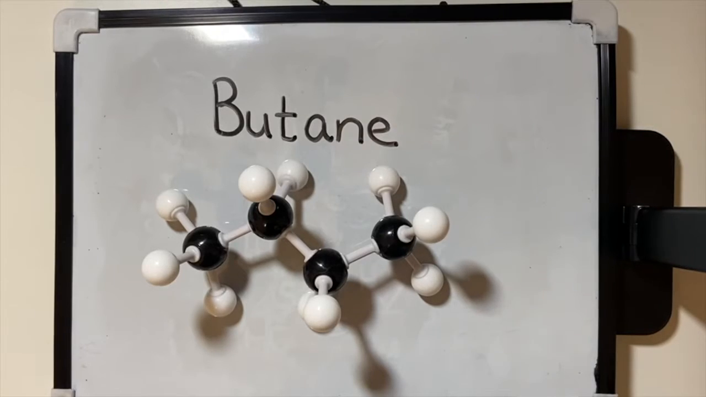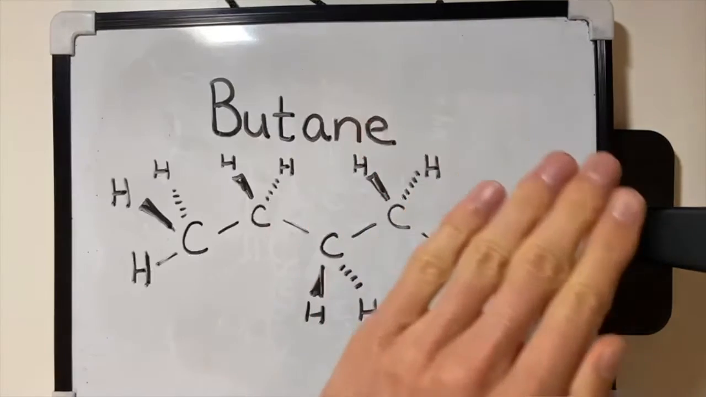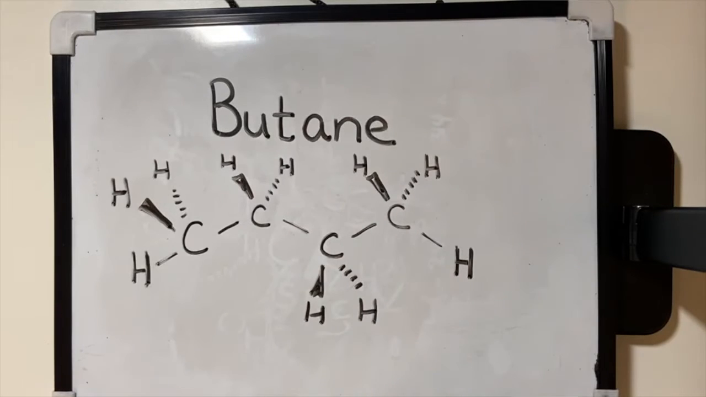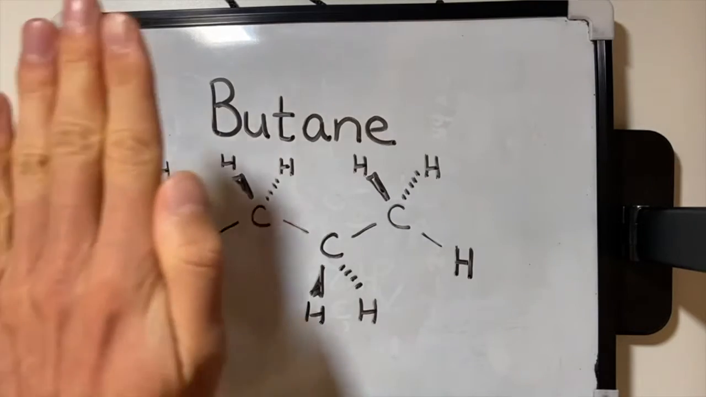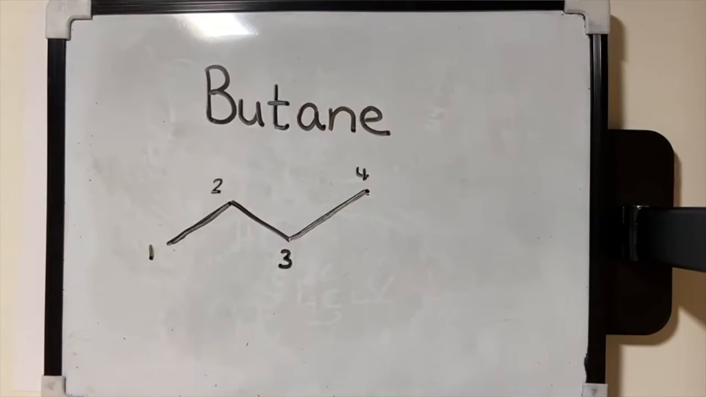Moving on to larger hydrocarbons, such as butane, we can draw the 3D arrangement of atoms as depicted here. But for larger molecules, drawing out all the carbon and hydrogen atoms can be quite time-consuming. Therefore, to simplify things, we use zigzag chains instead.